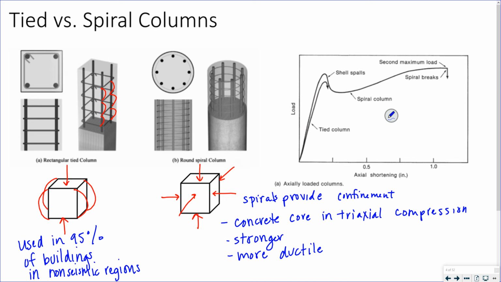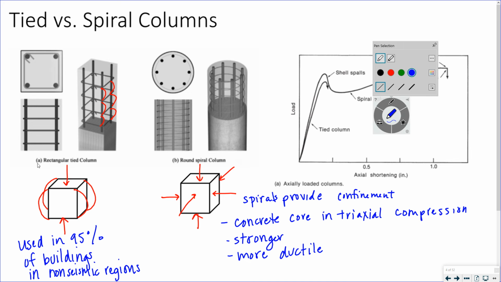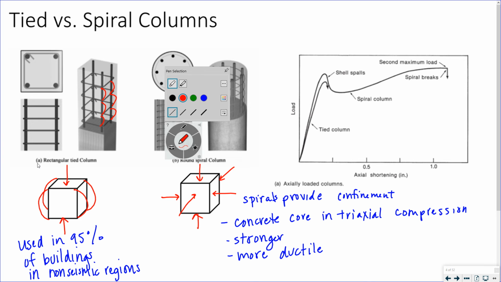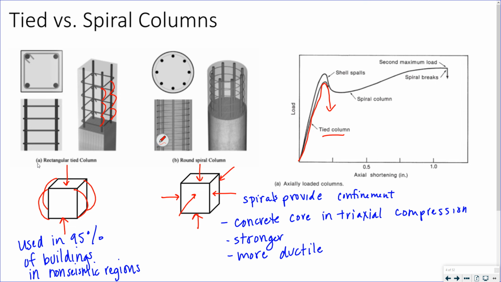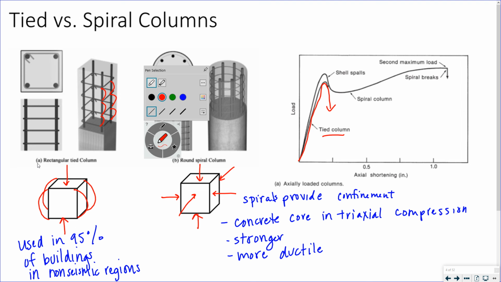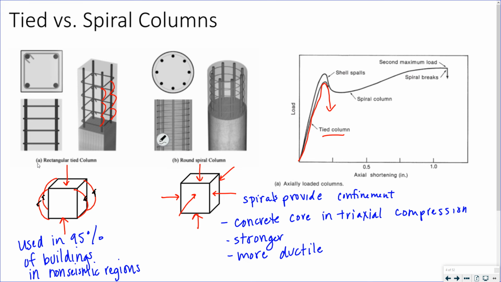If you look at this graph over here, we have our tied column. As you shorten it due to the axial load, it has a peak and then comes down because you're going to eventually cause tensile stresses in here where it's kind of buckling and cracking and you fail.